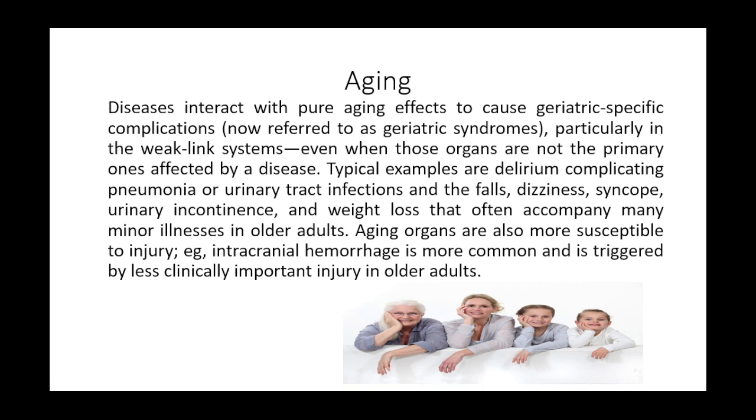Diseases interact with pure aging effects to cause geriatric-specific complications, particularly in the weakest limb systems, even when those organs are not the primary ones affected by a disease. Typical examples are delirium complicating pneumonia or urinary tract infection, and the falls, dizziness, syncope, urinary incontinence, and weight loss that often accompany many minor illnesses in older adults.